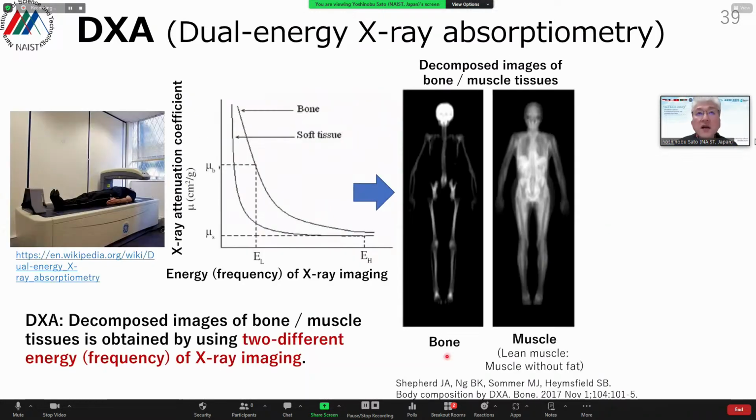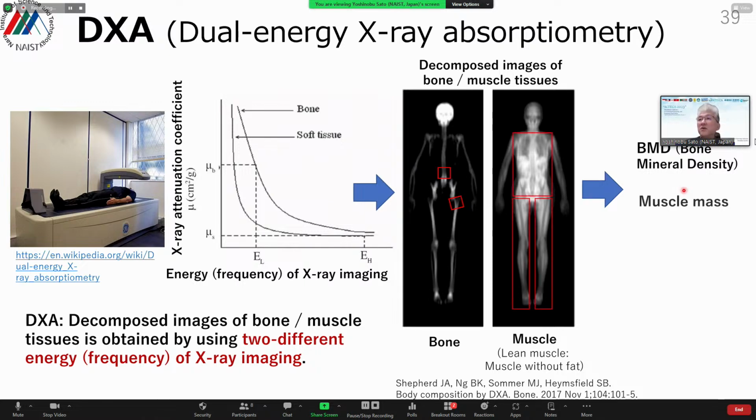Actually, this kind of processing is possible using the so-called DEXA imaging system. This imaging system uses two different energies of X-ray to segregate bone tissue and muscle tissue. But this is not very common. Using these images, bone mineral density can be calculated, and also muscle mass can be calculated.